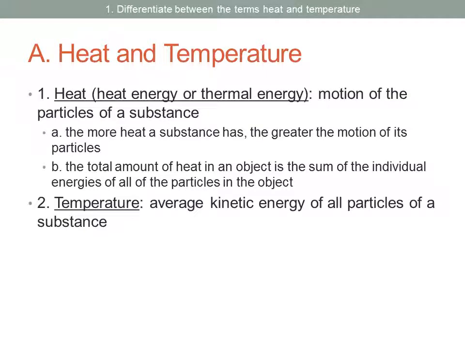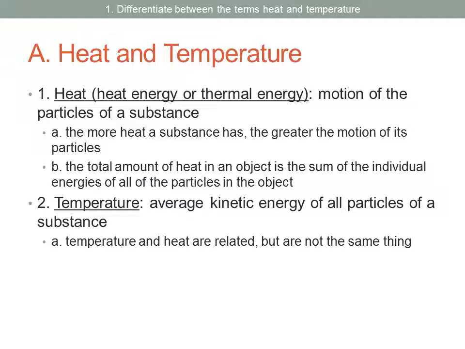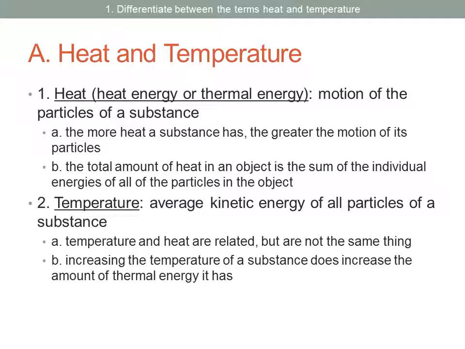Temperature, on the other hand, is the average kinetic energy of all the particles of a substance. So we would take the energies of all the particles, add them all up, and then divide by the number of particles, and that would give us the temperature, in other words, the average kinetic energy of those particles. Temperature and heat are related, but they are not the same thing.